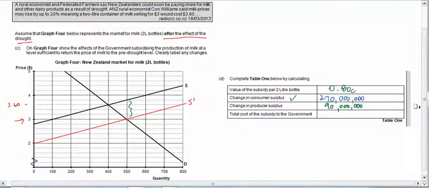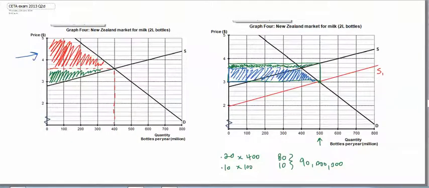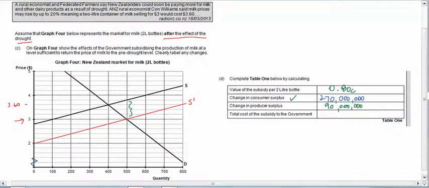And the total cost to the government, well, let's have a quick look. The total cost to the government is that green square I did, which is 80 cents times 500 million. 500 times 80 is going to be 400 million. It gets a bit tricky when you're using all these numbers, but let's go back, and that should be 400 million. Okay, there's your answer to that question.